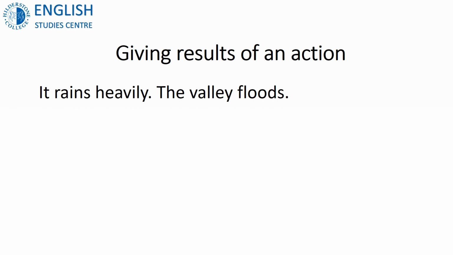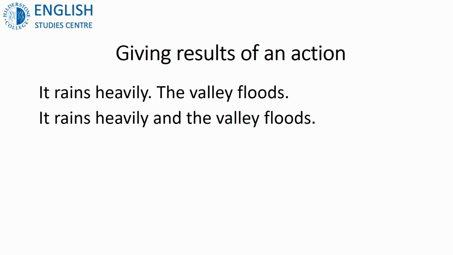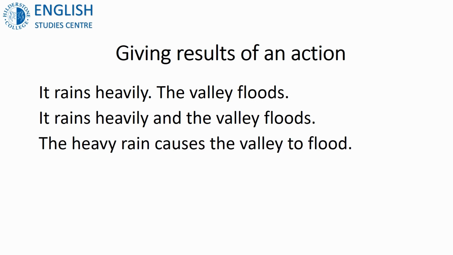Of course, we could use a conjunction to join our sentences. We could say, it rains heavily and the valley floods. That makes the closer relationship between the 2 sentences a little clearer. But you all know that and is a very simple conjunction to use. So if you really want to impress someone with your English grammar, you're going to need to use something more impressive than and.